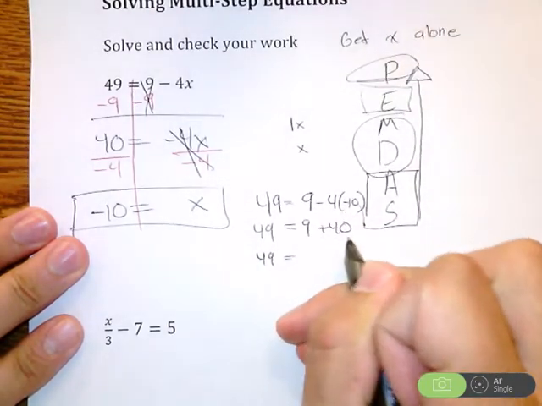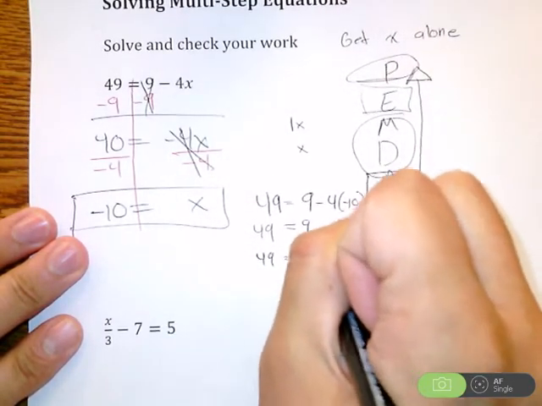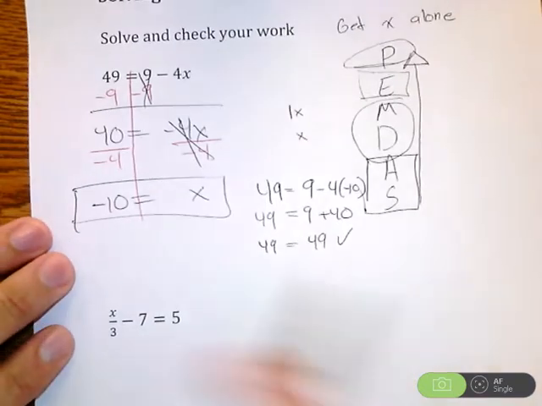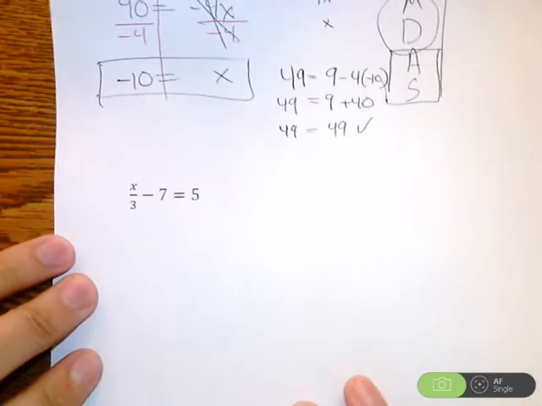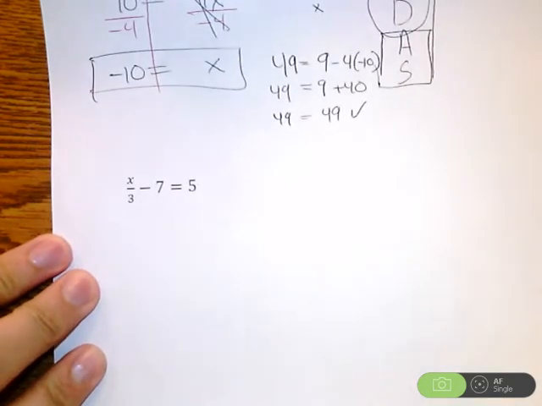Now I can do 9 plus 40 on the right side, which is 49. So I get 49 equals 49, which means my x equals 10 works. I have two more examples for you, so you can see a little different style questions.